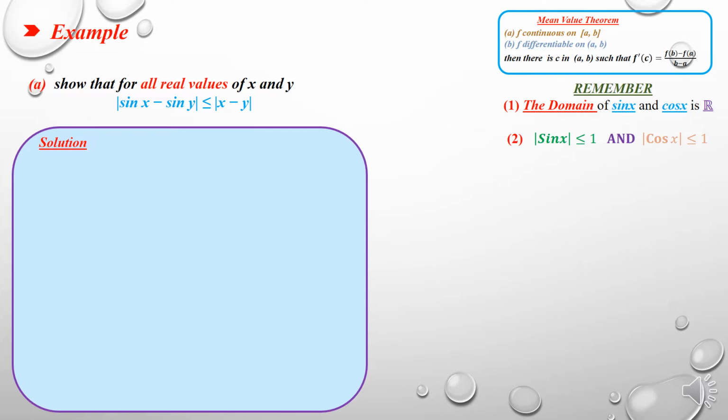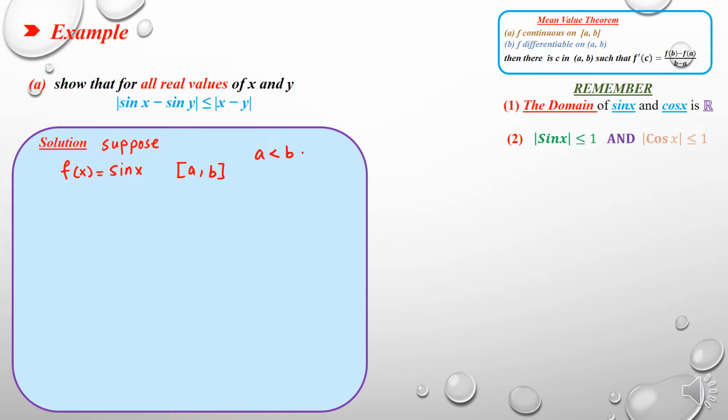So suppose that f of x equals sine x in the interval [a, b], where a and b are any two real numbers such that a is less than b.